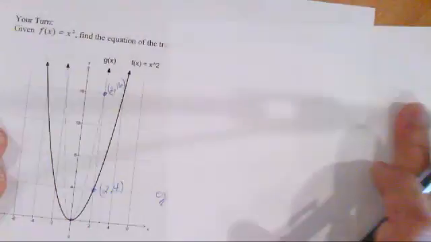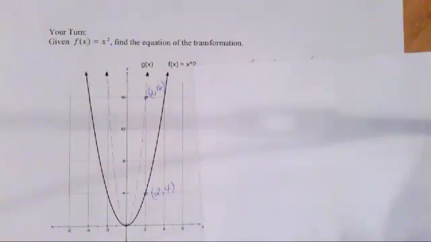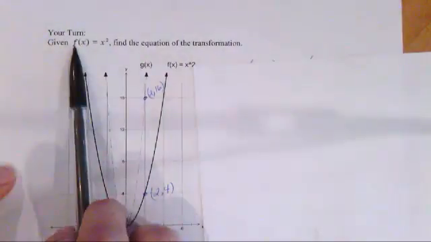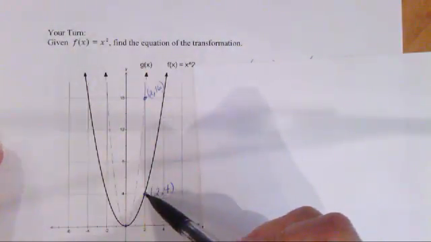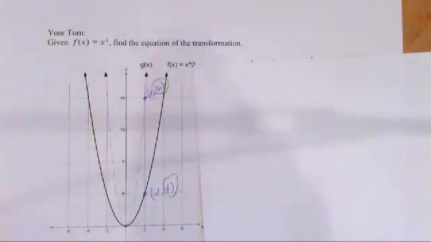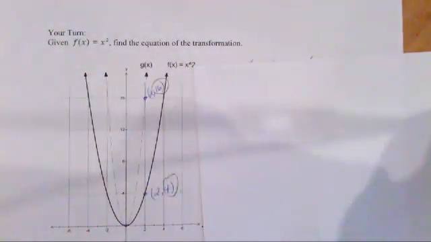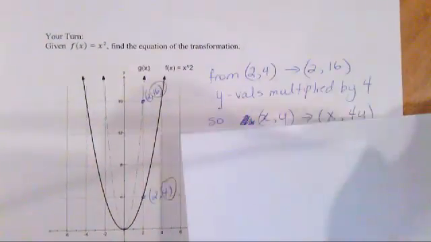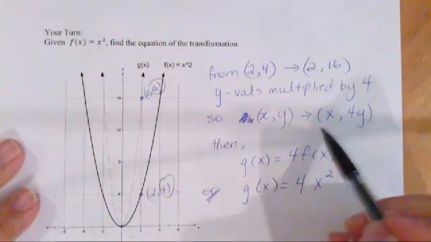And our last question for this video is, whoops, sorry, camera issues. Okay, so we've got f(x) equals x squared, and what we see here is we're going to correlate these two points together. So what do you notice is happening here? Well, we basically took the y values and multiplied them by 4. And that's our mapping notation right here.